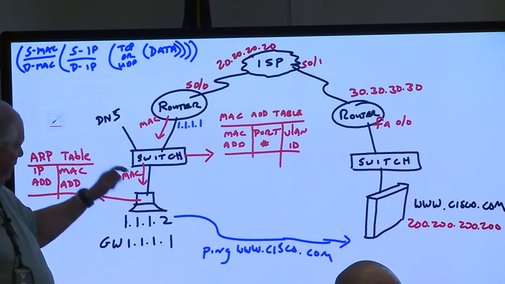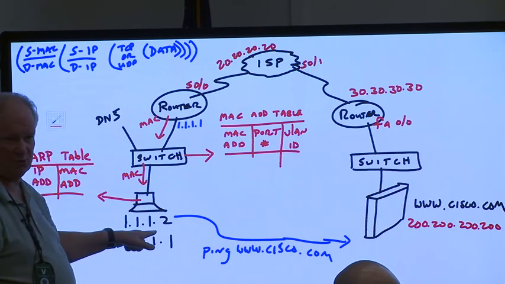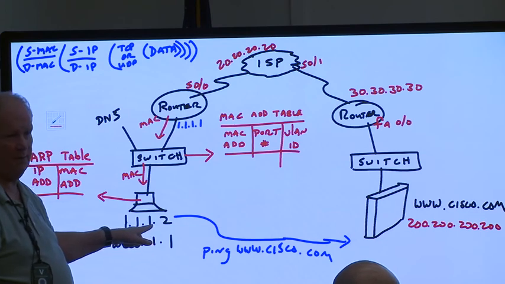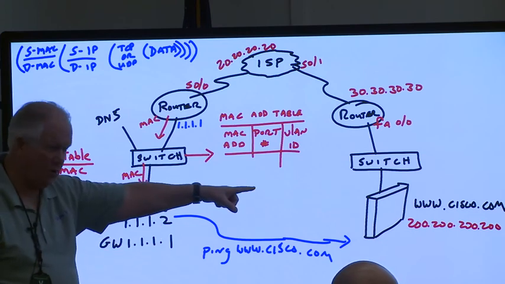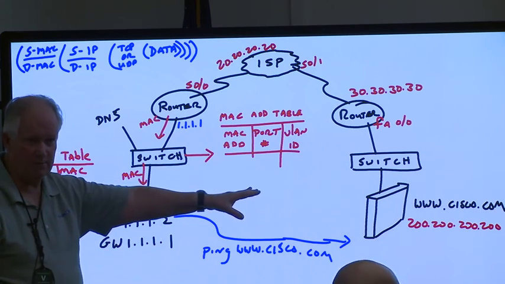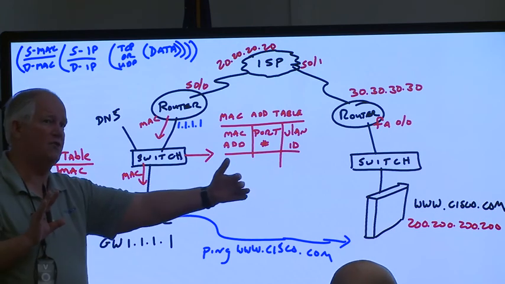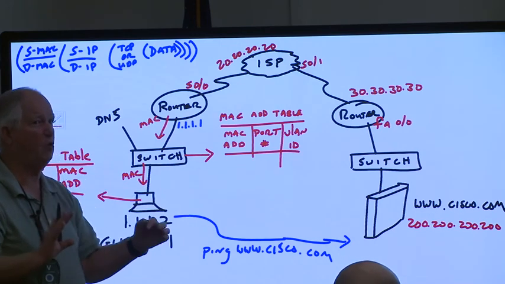I'm sending the ping from this workstation, so this is my source IP. What's my destination IP? 200, 200, 200, 200. Everybody good with that? IPs are for the long distance. MACs are for my local network.